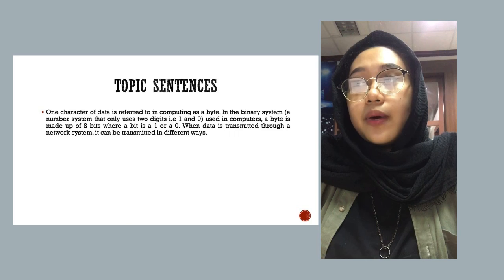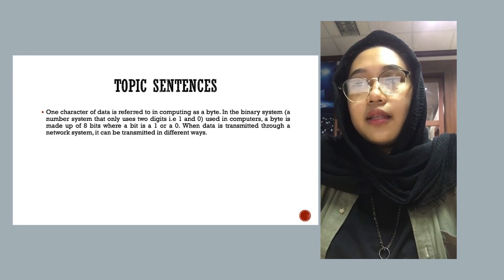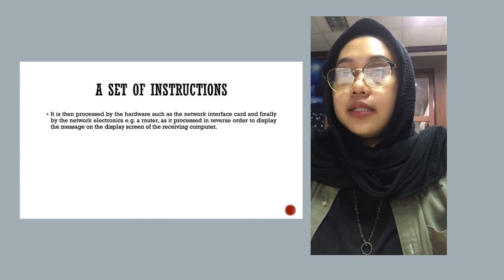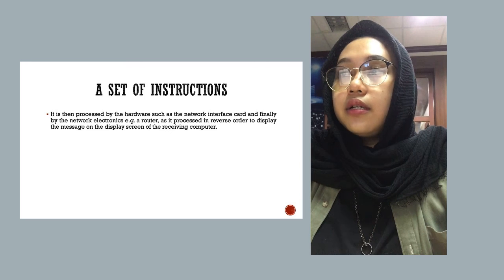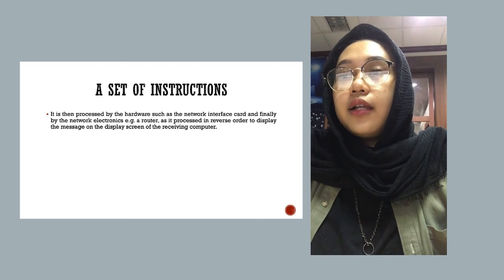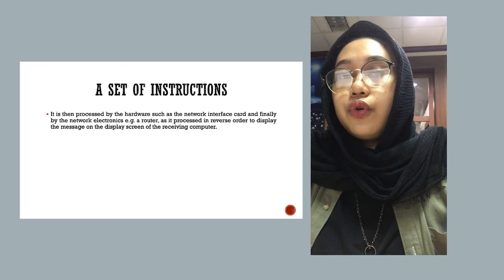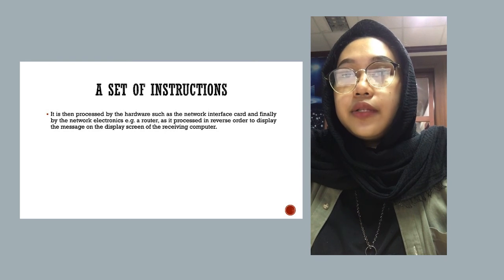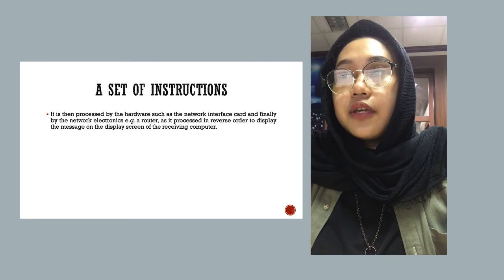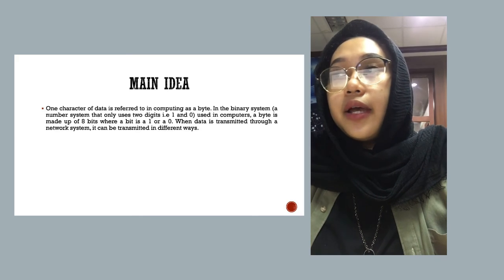When data is transmitted through a network system, it can be transmitted in different ways. It is then processed by the hardware, such as the network interface card, and finally by the network electronics router, as it processes in reverse order to display the message on the display screen of the receiving computer.